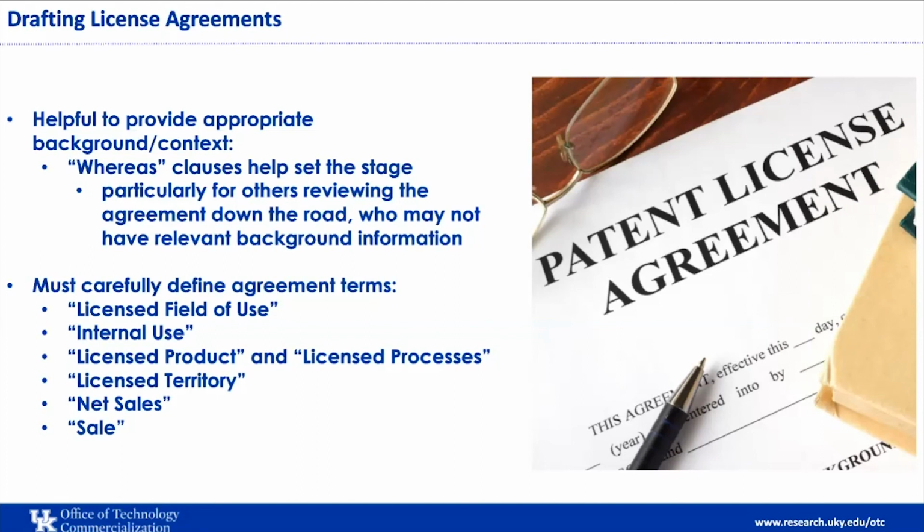As simple as that may sound, we want to define what that is. And net sales is important because typically royalties are going to be a percentage of net sales. And so the difference between net and gross sales would be as defined in the license, and those can vary somewhat widely, university to university.